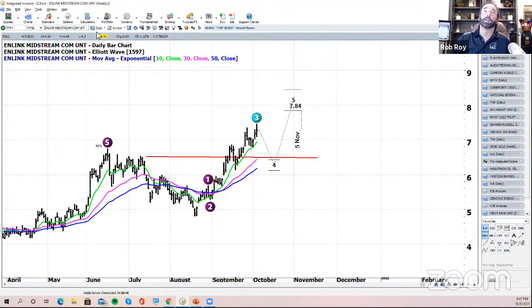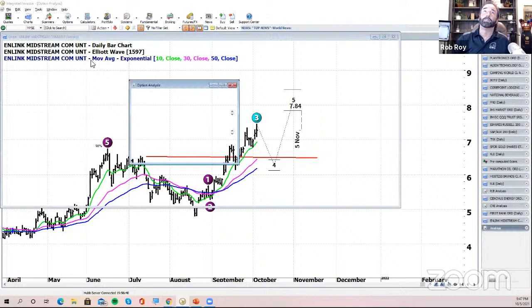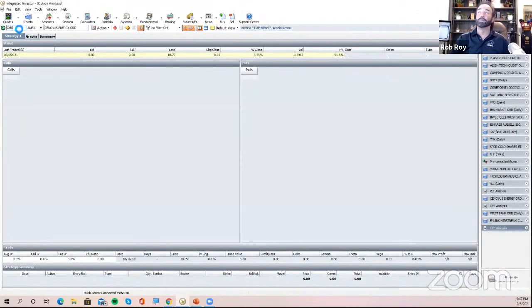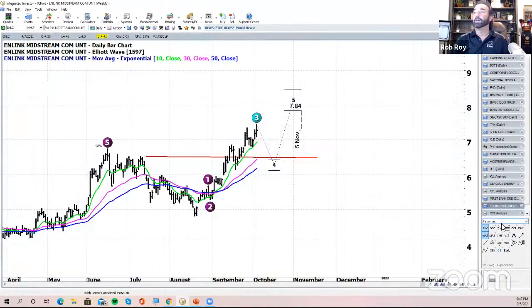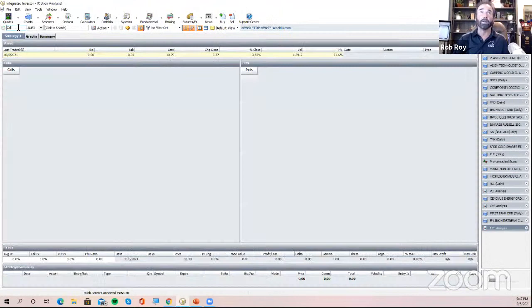So it looks like a unit investment trust. I don't know about this one either, but let's take a look and see if there's any symbols there. ENLC. So ENLC, see what that looks like.